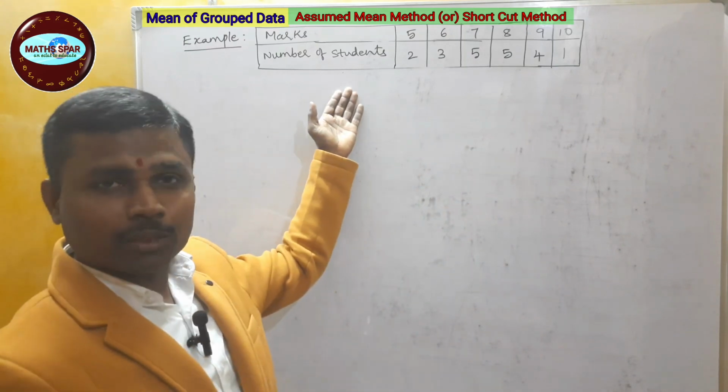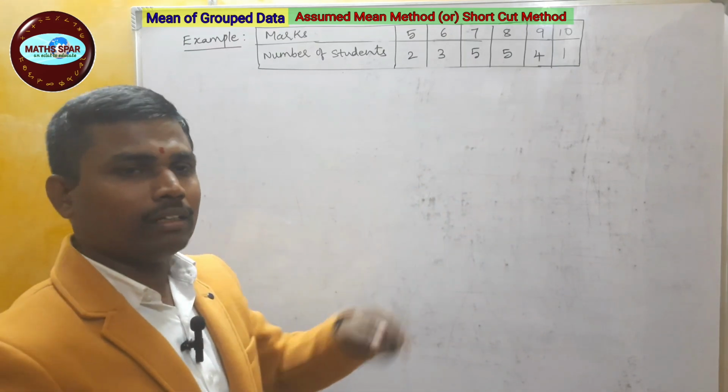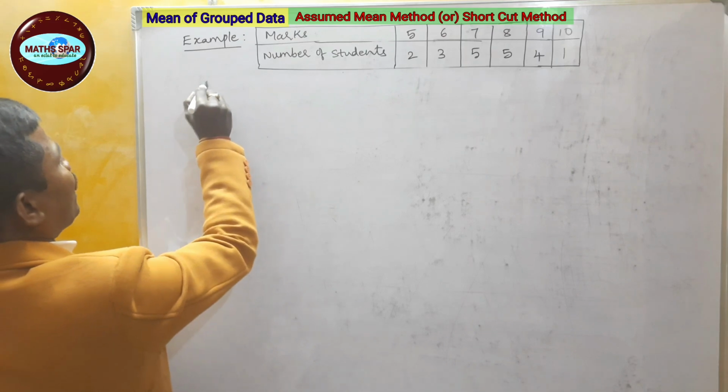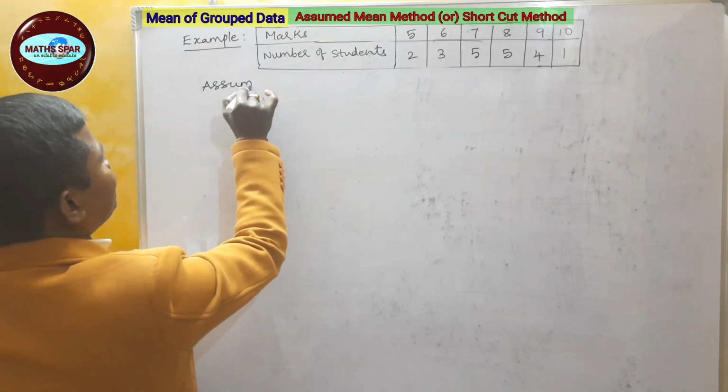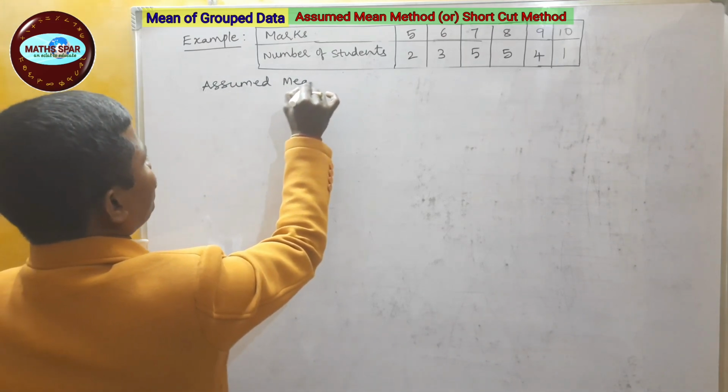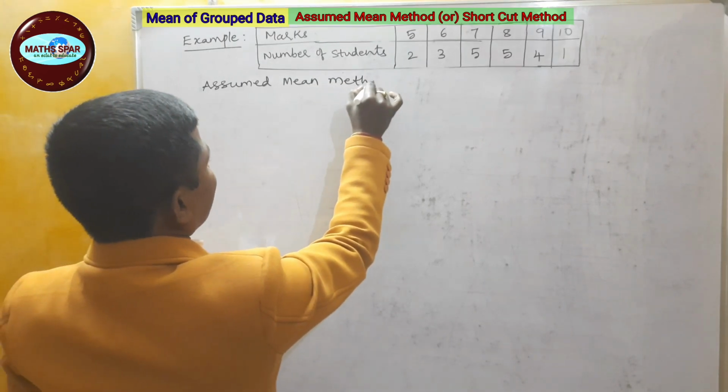This video is about finding the mean of grouped data by assumed mean method or shortcut method. For a given frequency distribution like this, let us find the mean by assumed mean method or shortcut method.